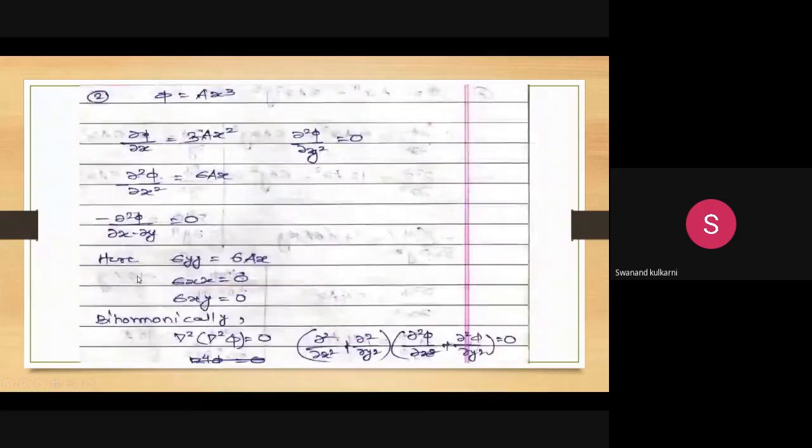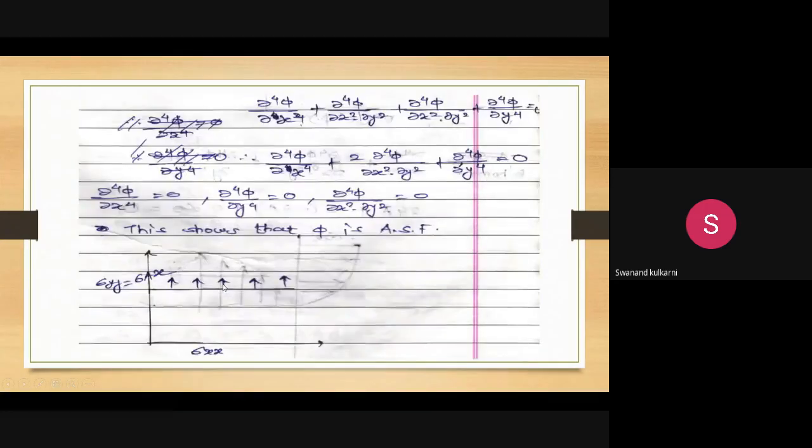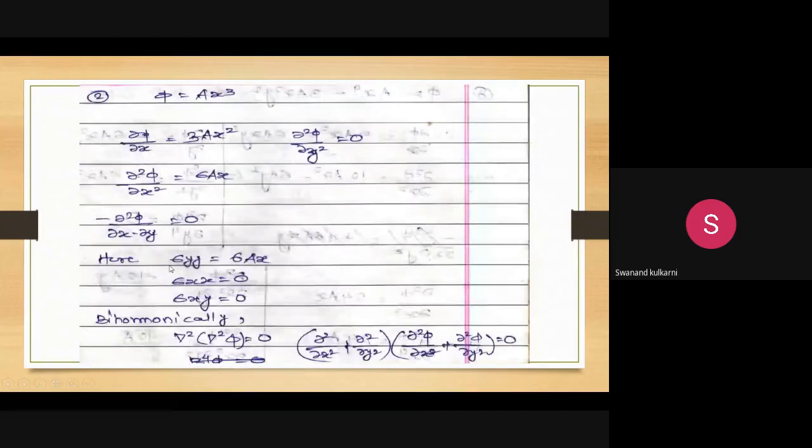Now let us try to plot the equation here. We are getting sigma yy is equal to 6ax, sigma xx is already 0, and sigma xy is already 0. So this sigma yy is equal to 6ax.